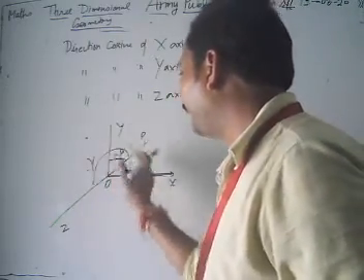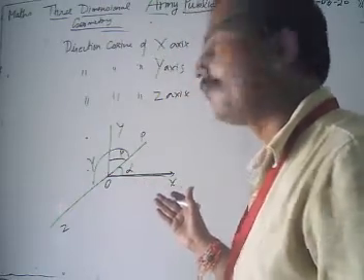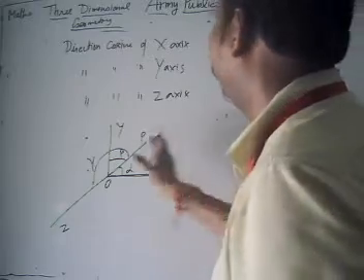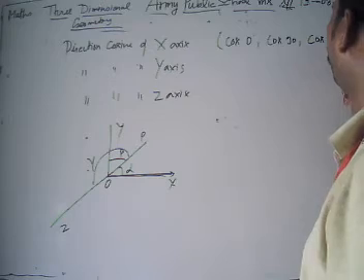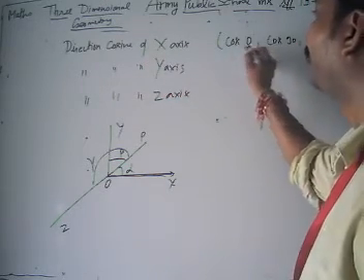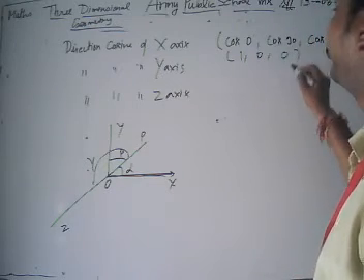What angle does the x-axis make with the y-axis? These are mutually perpendicular, so 90 degrees: cos 90. And again from z, the x-axis is at 90 degrees, so we have cos 90. Then the direction cosines of the x-axis are cos 0, which is 1, cos 90, which is 0, and 0.